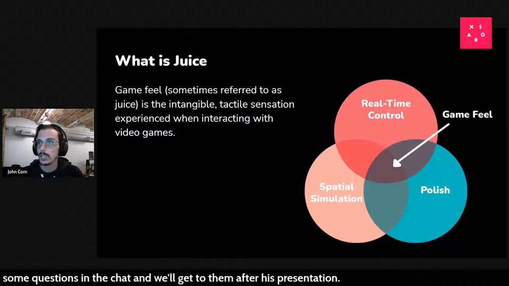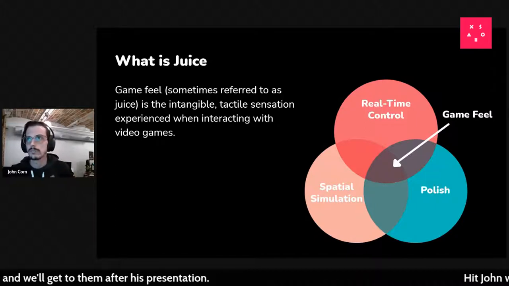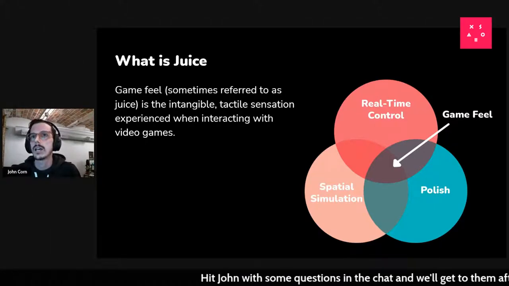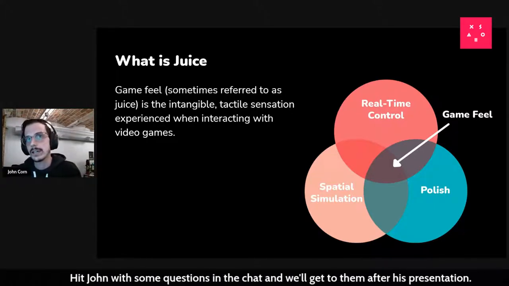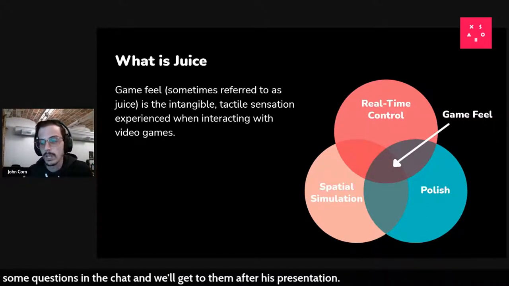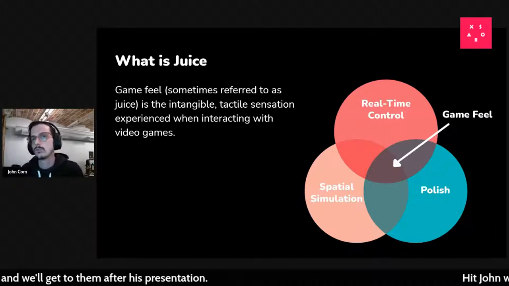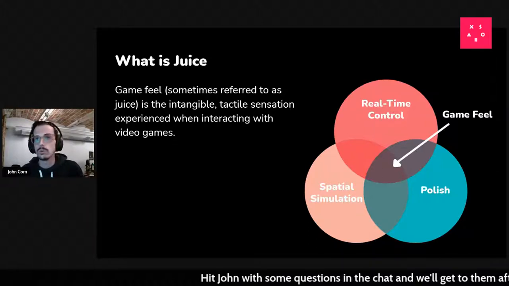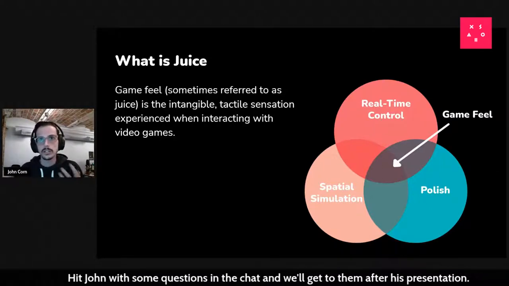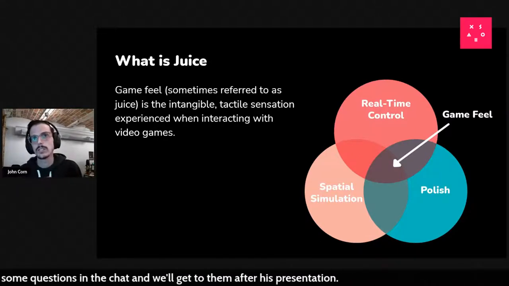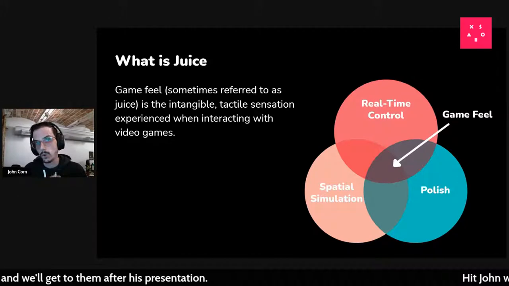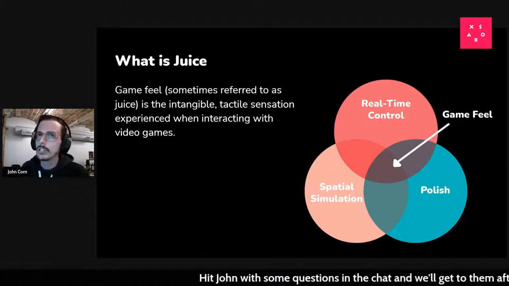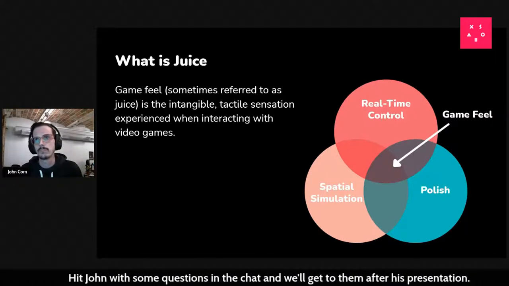There we go. Cool. So let's define this in a more technical way than just feely stuff. What is juice, right? Juice, or game feel, they kind of have overlapping terms, is an intangible tactile sensation you experience when interacting with a video game. Really, it's like if you strip away pretty much everything in the game, the goals and the upgrades and all that extra stuff, and you just have pure interactions, is that interesting? It's a totally white boxed area. Can that be interesting? And if it is, then you have pretty good game feel.